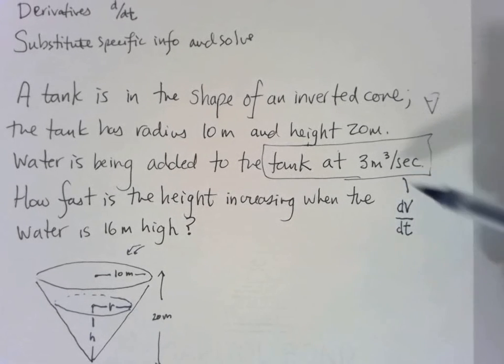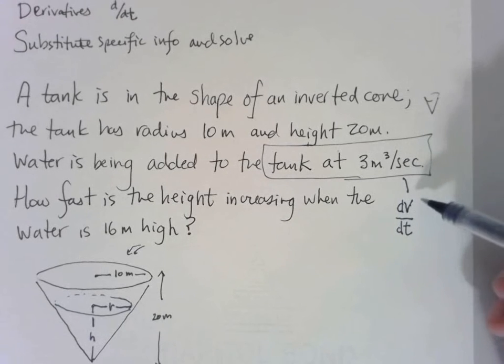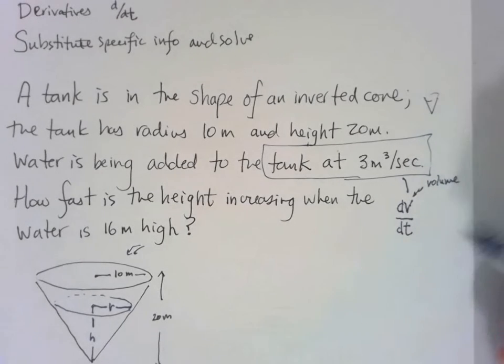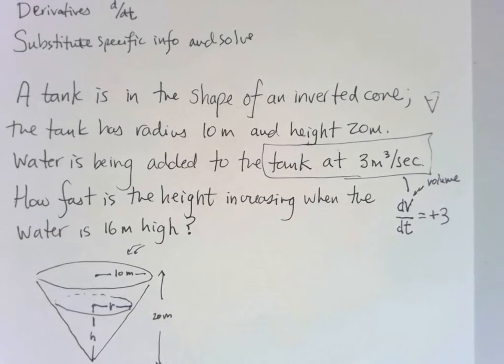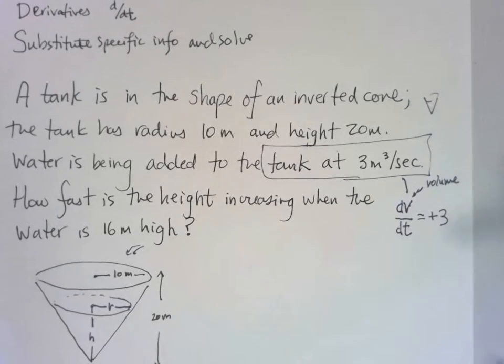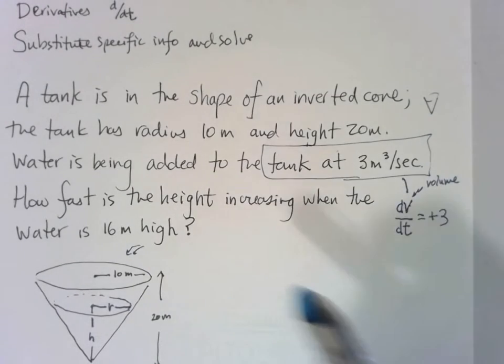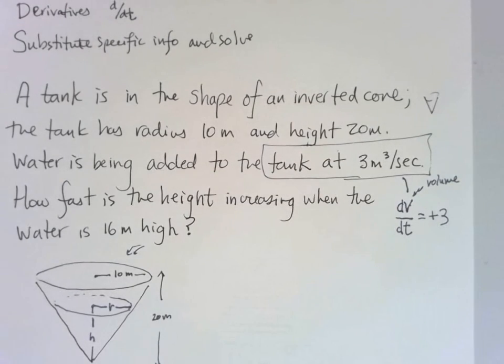So this rate is going to be dV/dt. V is going to stand, of course, for volume. And this is telling me it's being added, so I'm going to say it's plus 3. And the units here are cubic meters per second, but I'm not going to worry about units. All the units match here. I'm not going to have to do any unit analysis here.